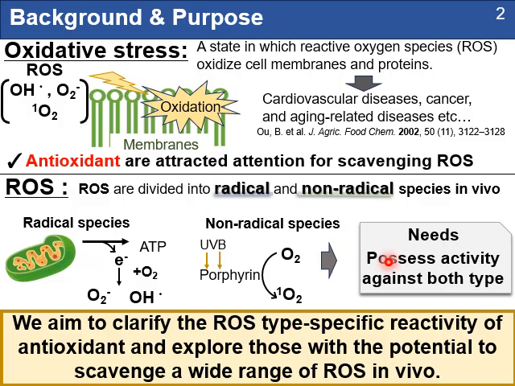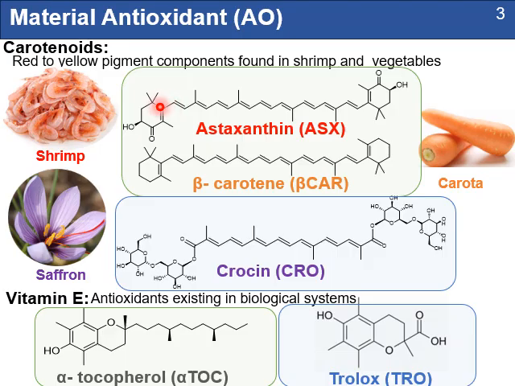So we aim to clarify the ROS type-specific reactivity of antioxidants and explore those with the potential to scavenge a wide range of ROS in vivo. We use 5 different antioxidants. They can be classified into 2 groups.